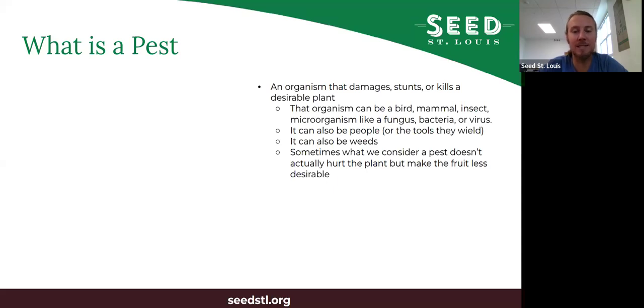And sometimes what we consider a pest doesn't actually hurt the plant, but makes the fruit less desirable, or the leaves look less desirable, or something like that. So we'll talk about that a little bit as well as we go through. But anything that damages, stunts, or kills that plant that you don't want that to happen to.